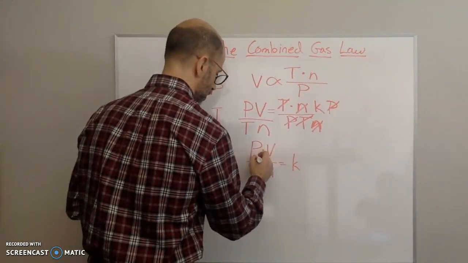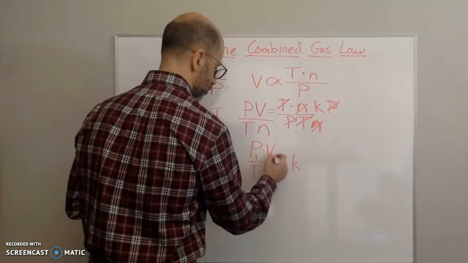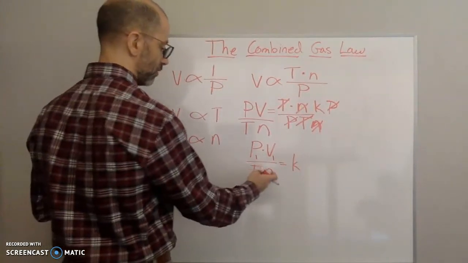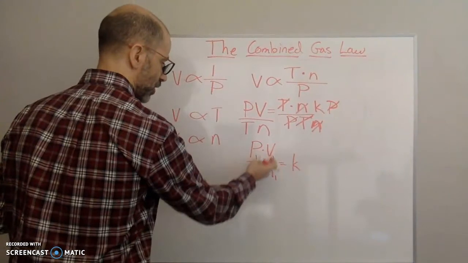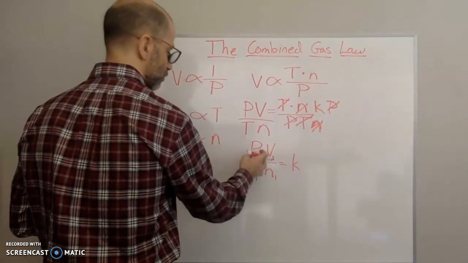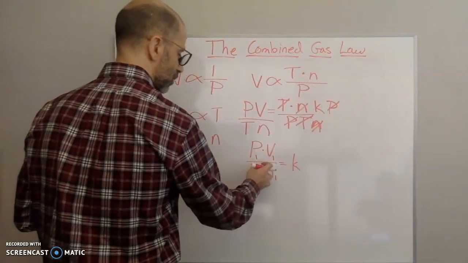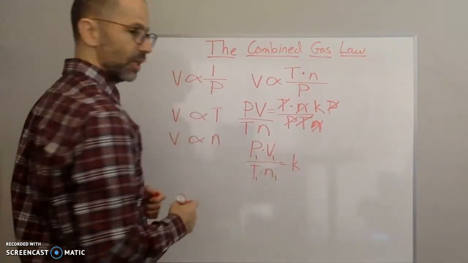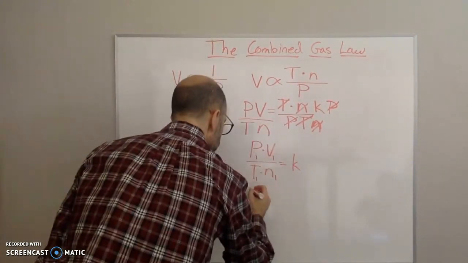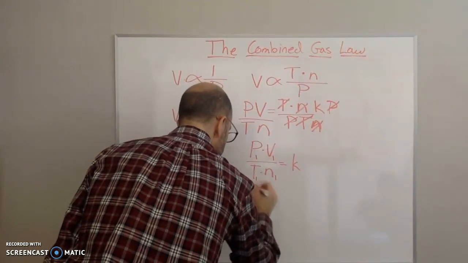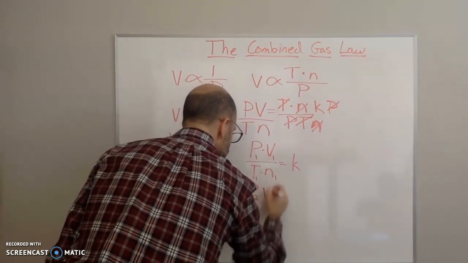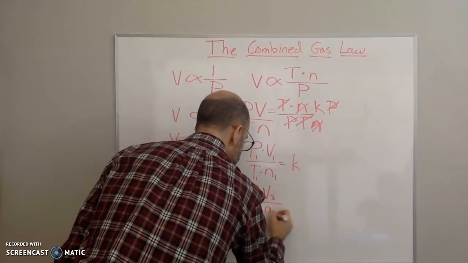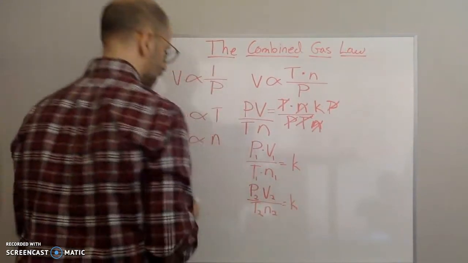So if all of these are changing, what we could do is start with initial conditions: initial pressure, initial volume, initial temperature, and then initial amount of gas. And if we change three of them, so if we change the pressure and the volume and the temperature, then the amount of gas would have to change in order to keep the constant. So there'll be a second set of conditions, P2 V2 over T2 N2, that's also going to be equal to that constant, right?